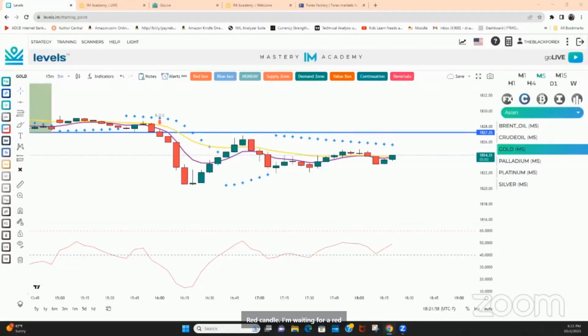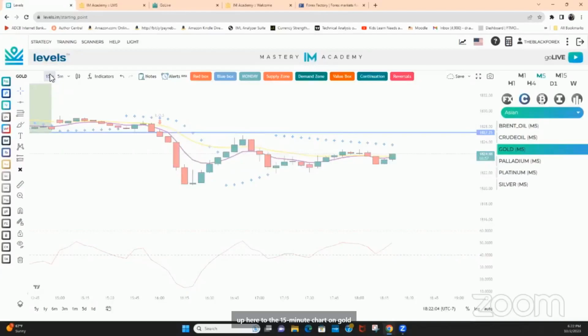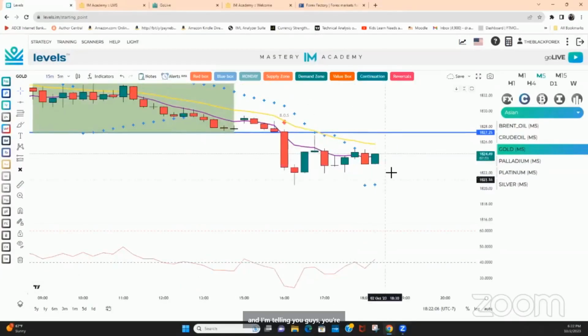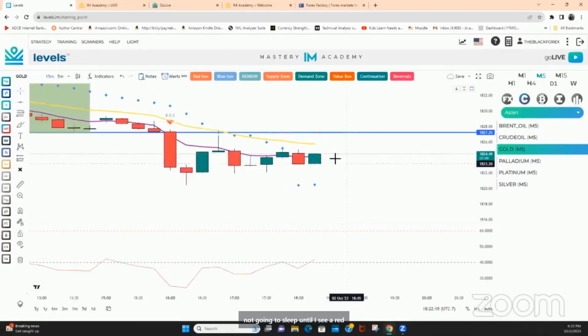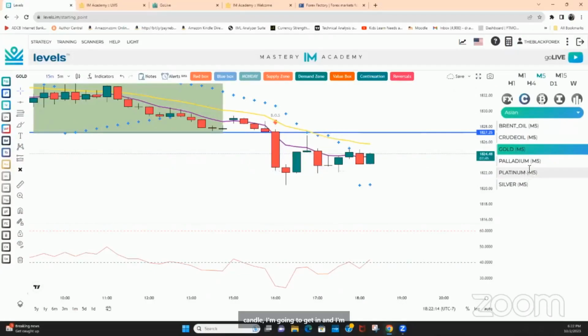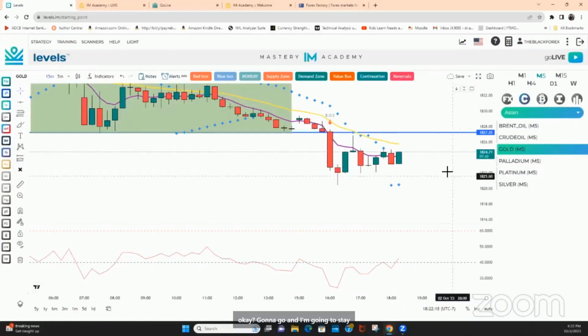A red candle. I'm waiting for a red candle. And this is on a 5-minute chart. I'm going to go up here to the 15-minute chart on gold. And I'm telling you guys, this thing is going to move tonight. I'm not going to sleep until I see a red candle. Once I get a good red candle, I'm going to get in and I'm going to stay in gold. Watch me.